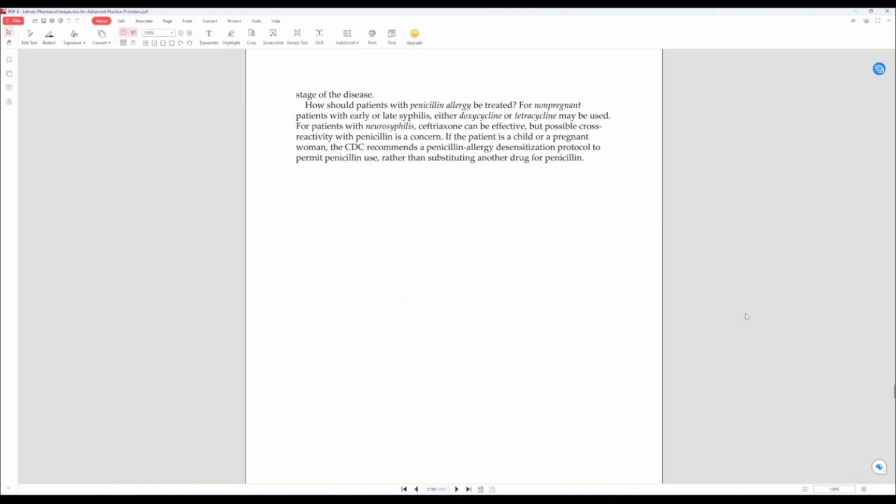For the non-pregnant patient with early or late syphilis, either doxycycline or tetracycline may be used. For patients with neurosyphilis, ceftriaxone can be effective, but possible cross-reactivity with penicillin is a concern. If the patient is a child or a pregnant woman, the CDC recommends a penicillin allergy desensitization protocol to permit penicillin use, rather than substituting another drug for penicillin.